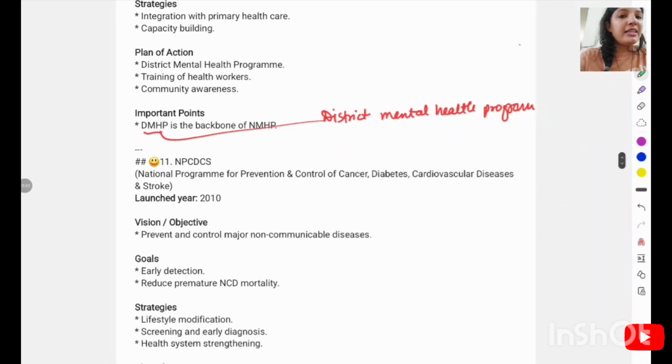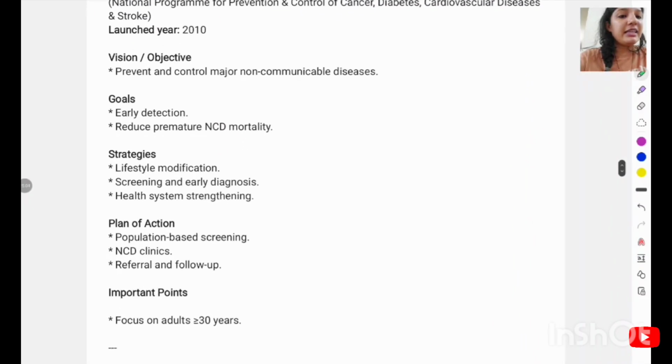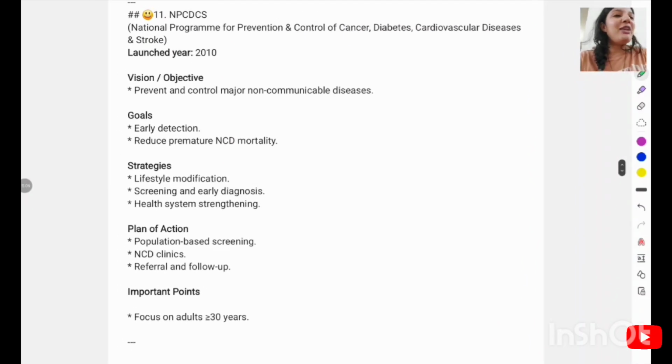Okay. Next is the NPCDCS. In my exam they gave a 10 marks question from this portion, and I think nobody has studied this program. National Program for Prevention and Control of Cancer, Diabetes, Cardiovascular Disease and Stroke. It was launched in 2010, and our vision is to prevent and control the major non-communicable diseases. So what is our goal? We have to detect them early and reduce premature NCD mortality.